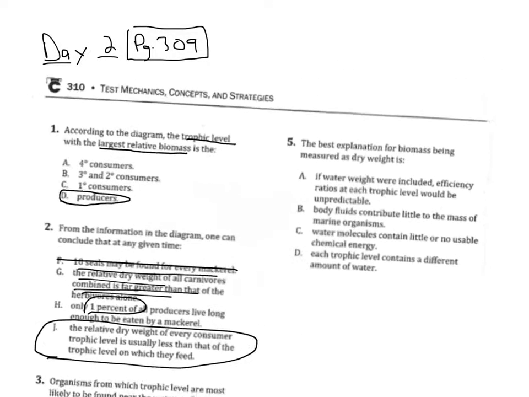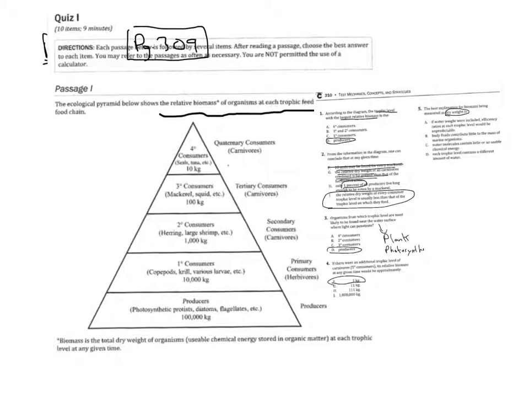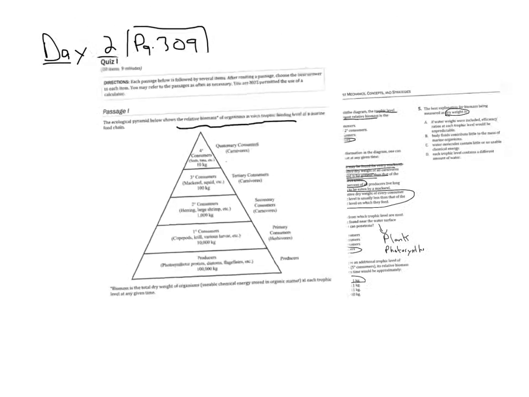Okay, and then let's look at number 5. 5 says the best explanation for biomass being measured as dry weight is... so I want to look for where it talks about dry weight. So if I go back to my graph, right, I see on my graph that down here it talks about biomass is the total dry weight of organisms, and it says usable chemical energy stored in organic matter. So biomass is the dry weight or the usable chemical energy stored in organic matter.